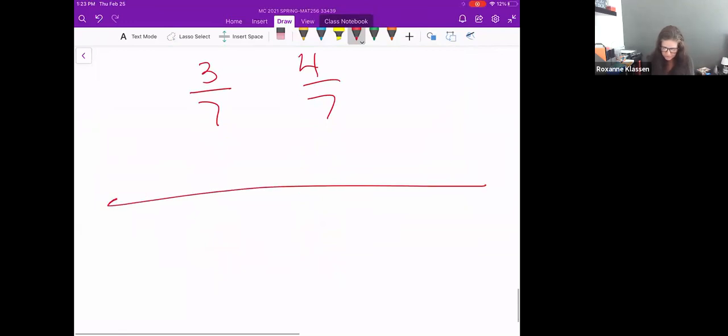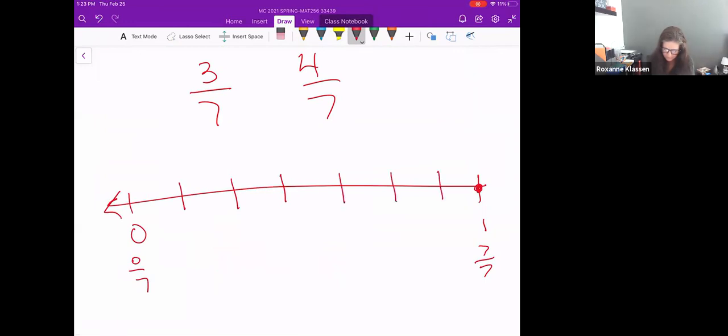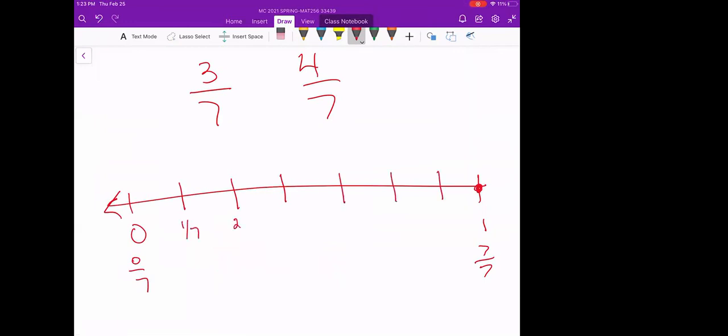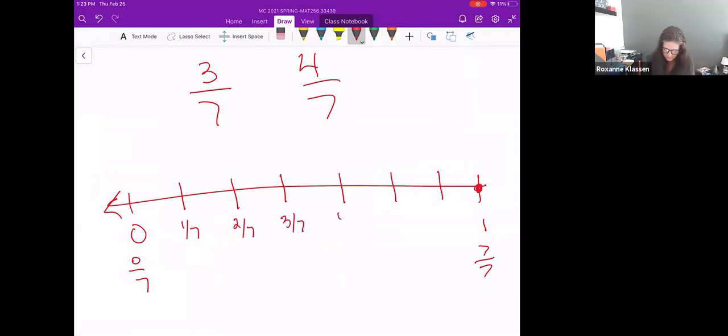If I drew a number line and I have 0 here and I have 1 here, well, this is 7/7, right? And this is 0/7. And so if I put 6 lines in here, 1, 2, 3, 4, 5, 6, then this is 1/7, 2/7, 3/7, 4/7, 5/7, 6/7. Well, I can see space here. There must be something in there, right?